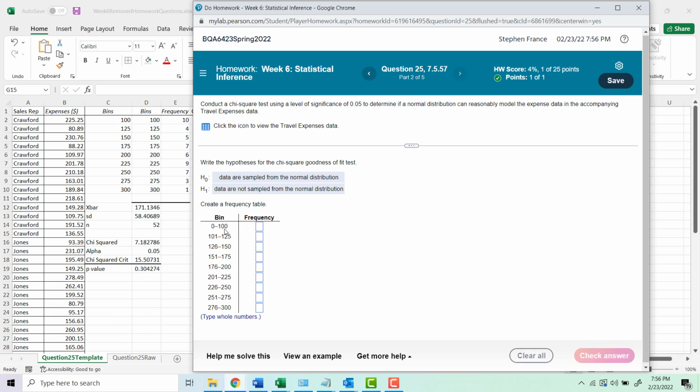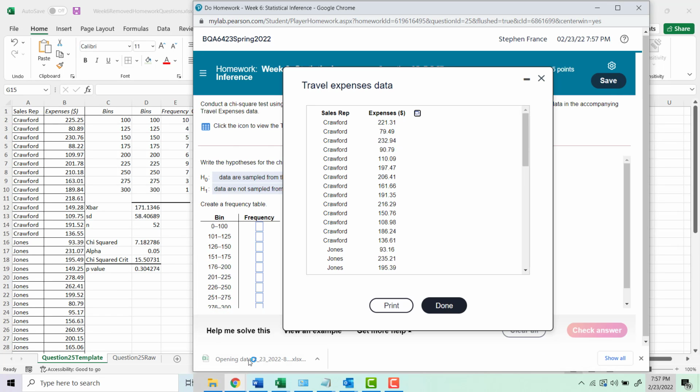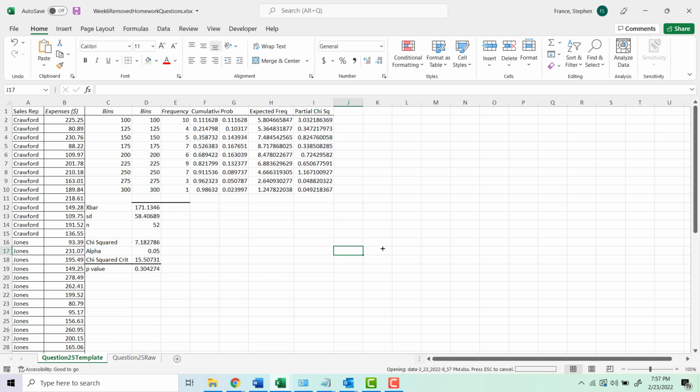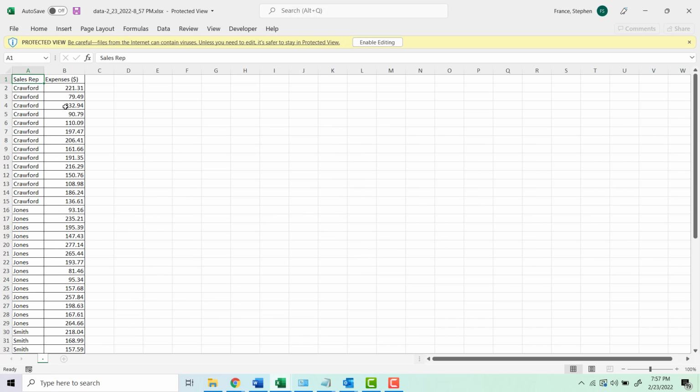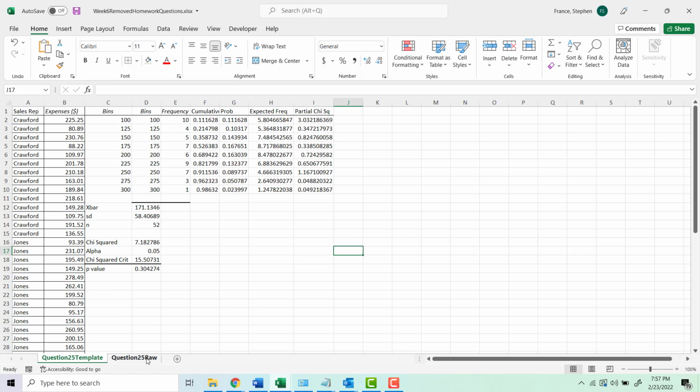Okay, so what we need to do now is, we've got a load of expenses data, which we're checking is normally distributed. We want to put it in these bins and then compare the frequency in these bins to what would be expected of a normal distribution. So let's grab our data and open it in Excel. Okay, and I'm just going to copy it over. I created a little template for this question before I decided to remove it.